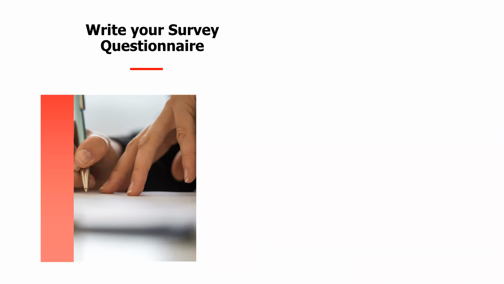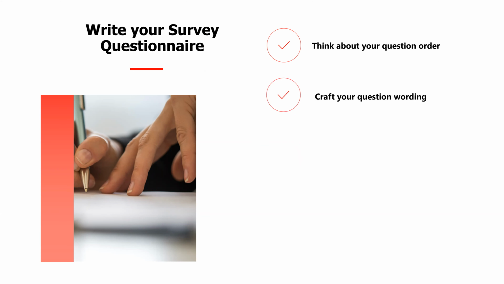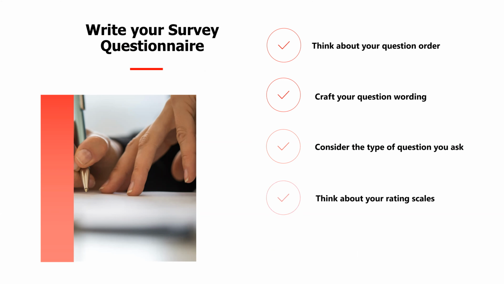In summary, there are 5 steps involved when you design a questionnaire. Firstly, you need to think about your question order. You need to craft your question wording very carefully. Consider the type of question that you're asking. Think about the rating scales that are most appropriate. And then finally, once it's written, you assess your survey length. So we'll talk through each of these steps in detail to give you an idea of what I mean.